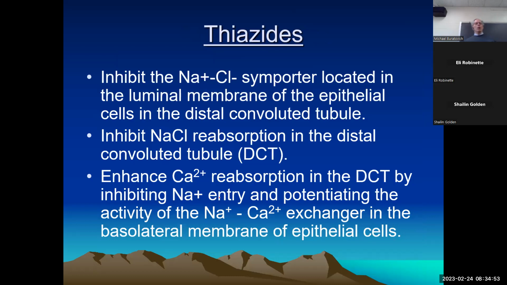Thiazide diuretics work in the distal convoluted tubule. In the distal convoluted tubule, there is a sodium chloride symporter. This recaptures sodium and chloride ions from the filtrate. By recapturing sodium and chloride from the filtrate, you recapture more water. Remember, water follows the electrolytes. Thiazides also will help recapture calcium. Therefore, thiazides are also used in patients with osteoporosis.